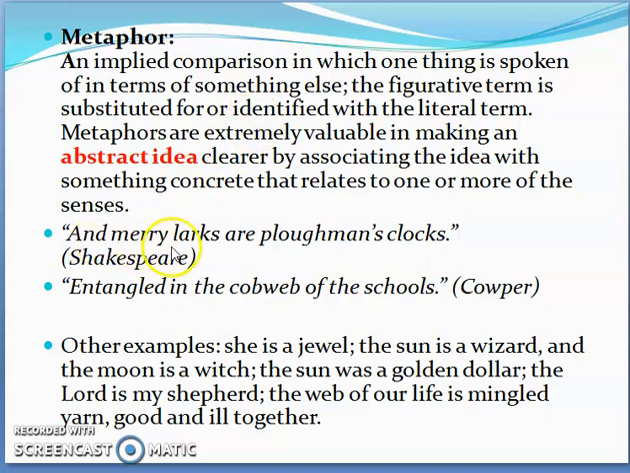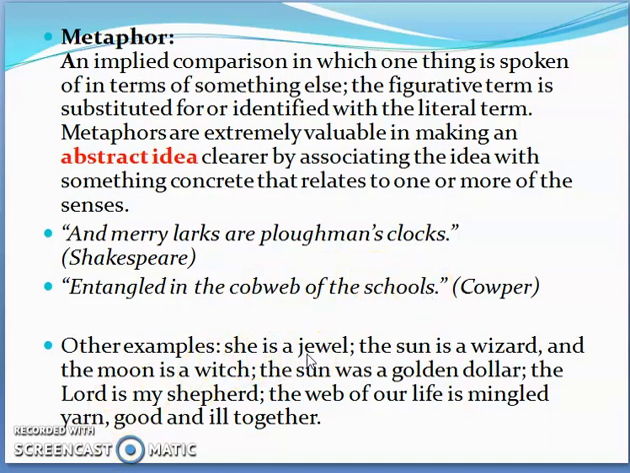So here you can see, and merry larks are ploughing clocks. So larks are compared to plowman's clocks. When the plowmen look at these birds, they gauge the time. So instead of saying that the merry larks are like a plowman's clocks, there is a direct statement saying merry larks are plowman's clocks. And then, entangled in the cobweb of the schools. So instead of saying that schools are like spider cobwebs, there's a direct comparison, entangled in the cobwebs of the schools. Other examples can be she is a jewel.